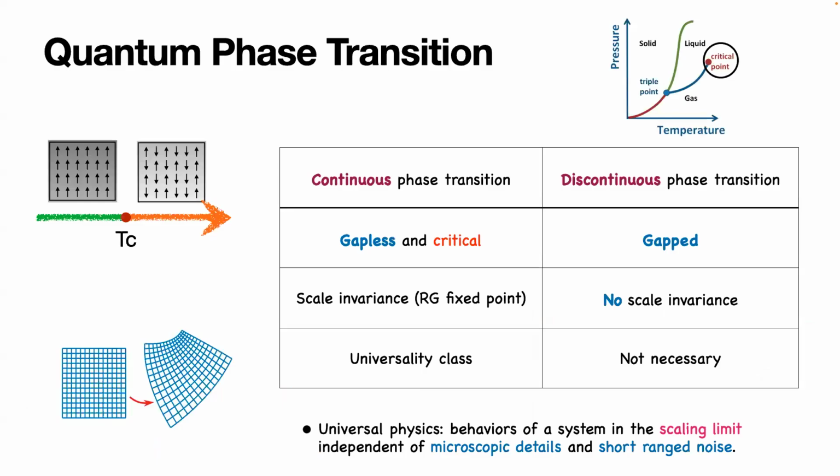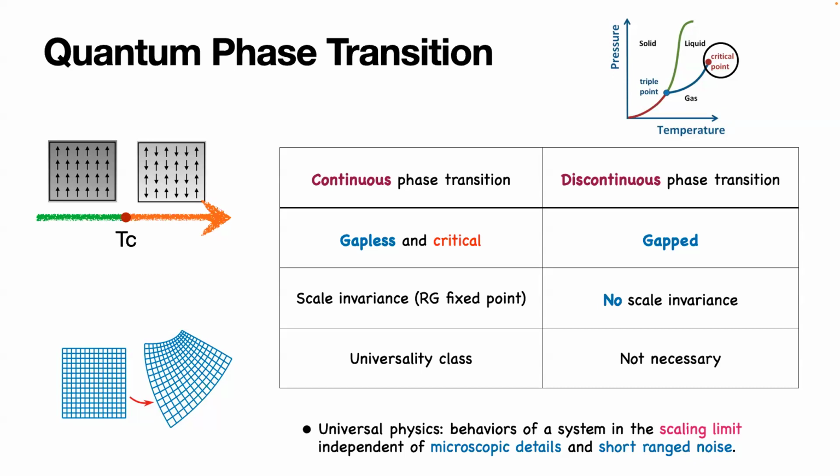Okay, so let me start with the very fundamental and important concept in condensed matter physics. That's the quantum phase transition. And we know it describes the phenomenon of the sharp change of physical property of a system. Sometimes the change of the property can be very dramatic and sudden, such as the solid liquid phase transition or liquid gas phase transition, etc. And in general, the quantum phase transition can be classified into continuous phase transition and discontinuous phase transition.